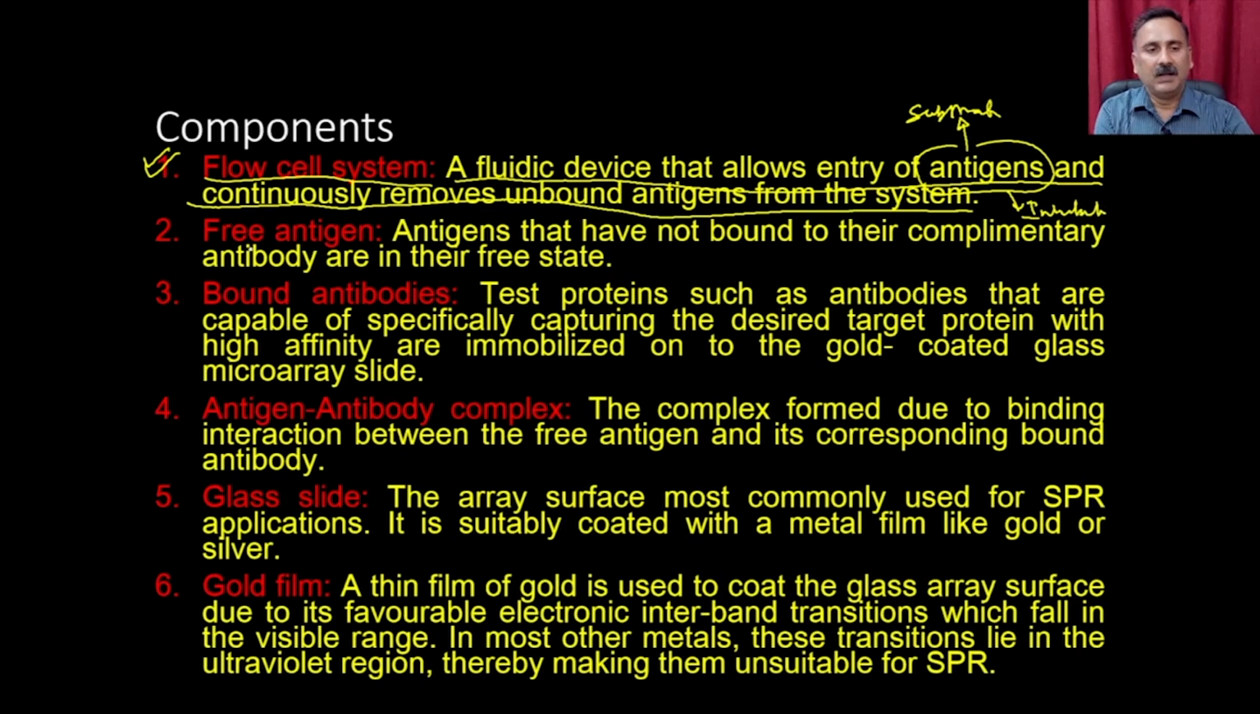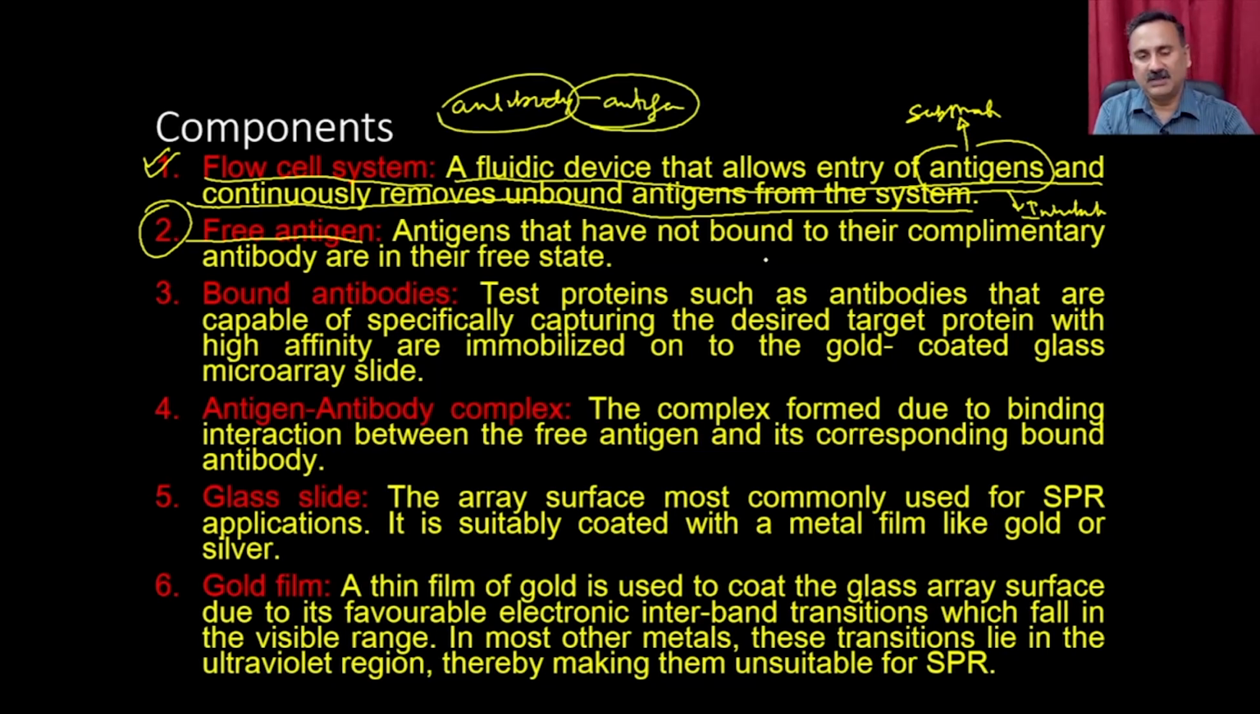Then we also have the free antigens. You are going to supply the antigen, although we have taken an example of antibody and antigen. It can be antigen, or enzyme substrate complex, or enzyme inhibitor complexes. So you also have the antigen that has not been bound to its complementary antibody, which is in the free state. Then you also require the bound antibodies.